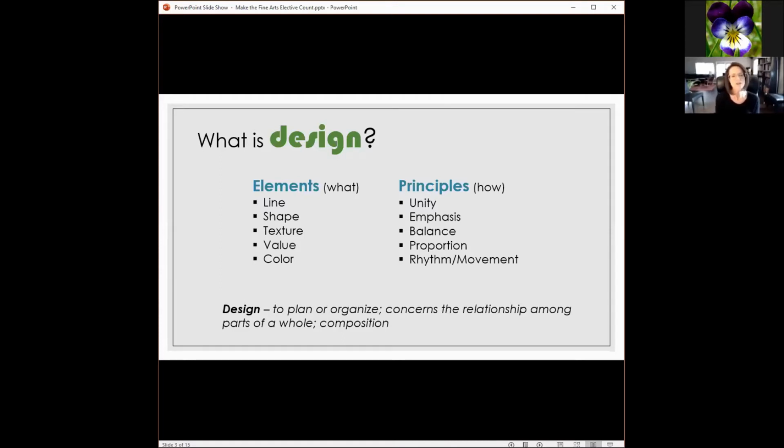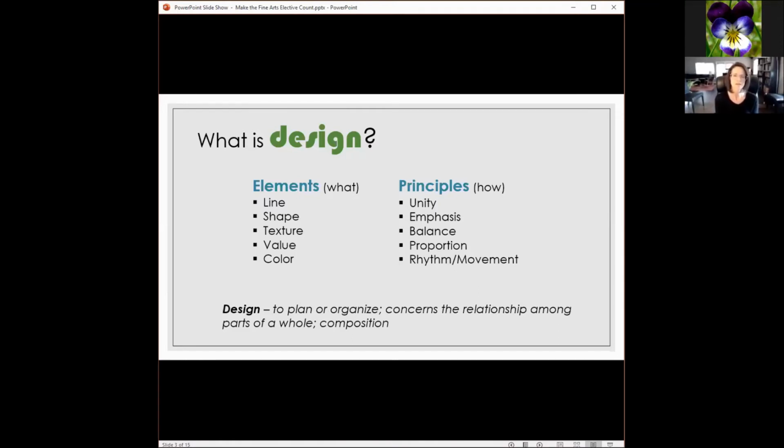But those are the parts that we're working with. And then we want to create that relationship between those parts so that we have an interesting whole. And so the principles of design are the how. They're the guiding things that tell us how we put those elements together.